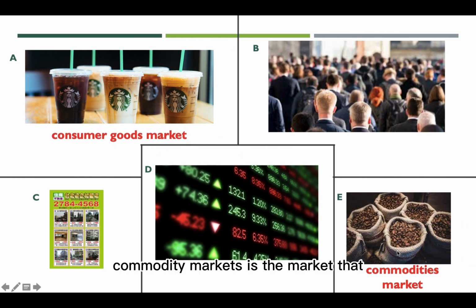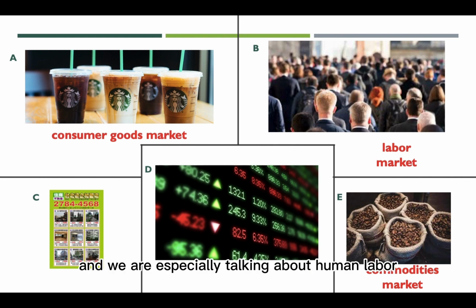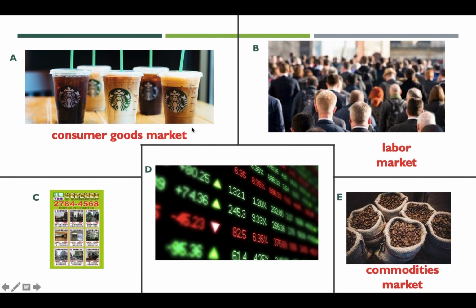A commodity market is the market that sells raw materials for finished products. And a consumer goods market is the market that sells finished products. And here we use the example of coffee beans and drinks to help you tell the difference. Now let's go to picture B. In picture B, you see a lot of business people in suits, right? So obviously this is the labor market, and we are especially talking about human labor.